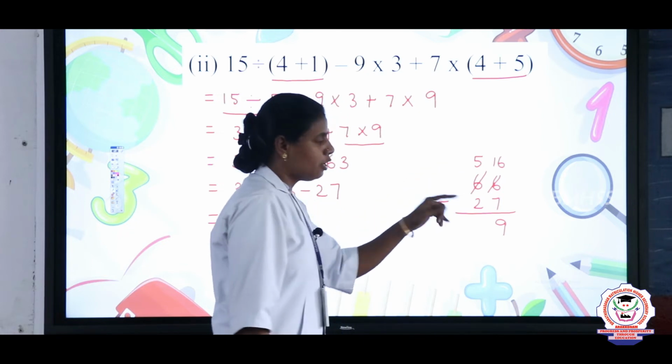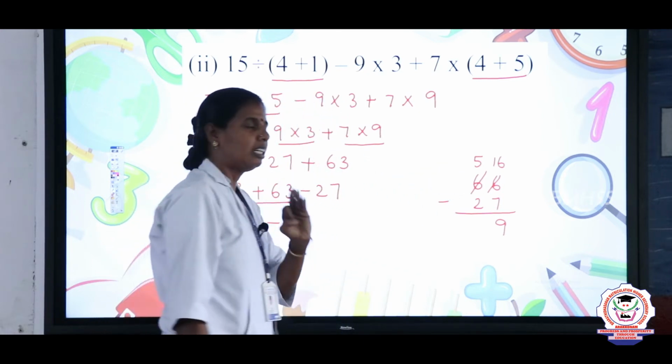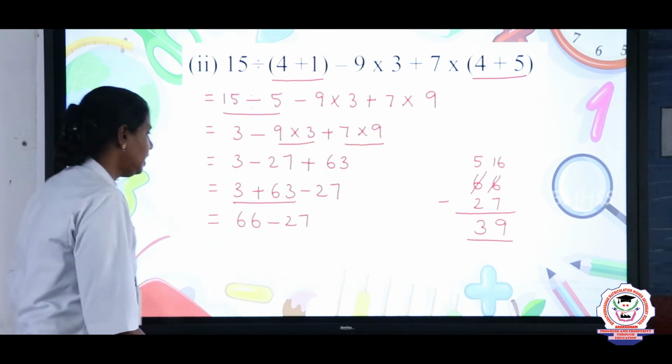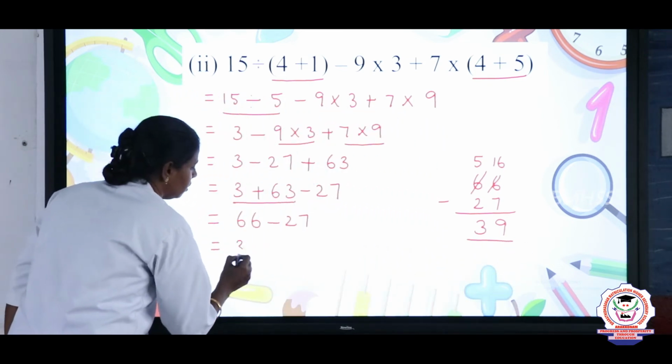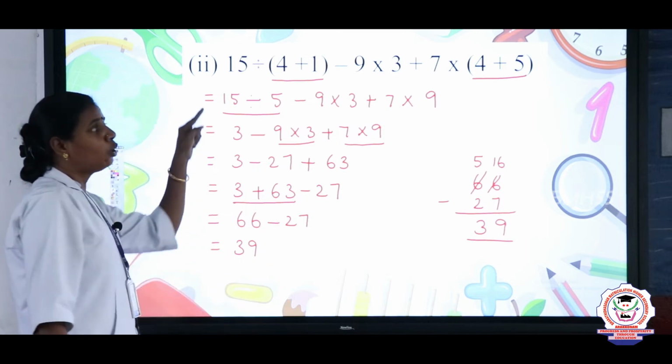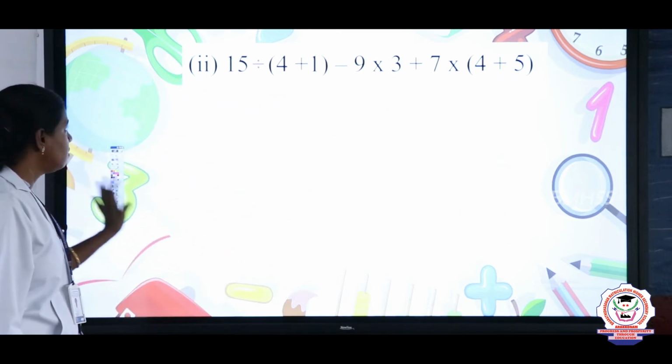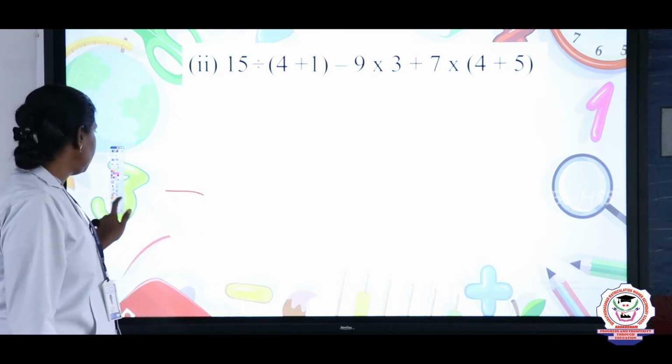And 5 minus 2 is 3. Yes, very good. So what is the answer now? 39 is the answer. So you understood how to simplify the given expression using the brackets. We will see the next example.